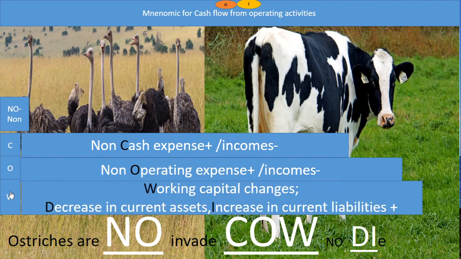And W means working capital, so all related to working capital changes. Working capital refers to the difference between current assets and current liabilities, so your components are current assets and current liabilities. Here you need to remember that if there is a decrease in current assets or an increase in current liabilities, we are supposed to add it. DI, just the DI: Decrease in current assets, Increase in current liabilities, add. Else you subtract it. So this is the code you need to remember in order to calculate cash flow from operating activities.